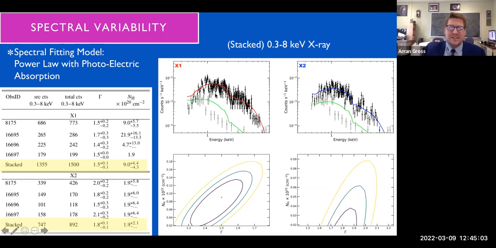And at a glance, they look kind of similar, but consistently we see that X1 is a bit harder spectrum. It has a little bit more intervening column density, but we're talking 10 to the 20 per square centimeter. That's still not very much. So our best analysis is that this is an intrinsically hard spectrum. Whereas X2, which doesn't have very much obscuration at all, is a rather softer source. So already we've got some distinct differences between these two regions.